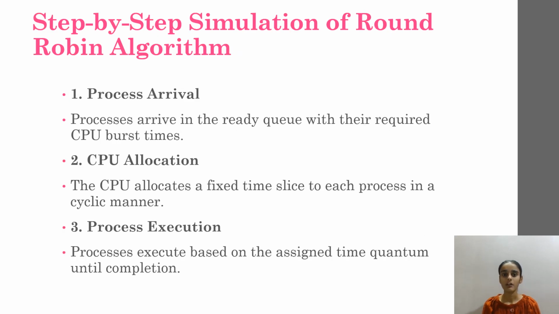Step-by-step simulation of round-robin algorithm. Step 1, process arrival: processes arrive in a ready queue with their required CPU burst times. CPU allocation: CPU allocates a fixed time slice to each process in a cyclic manner. Process execution: processes execute based on the assigned time quantum until completion.